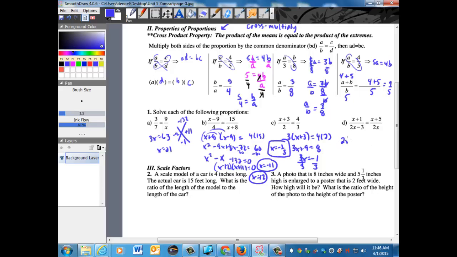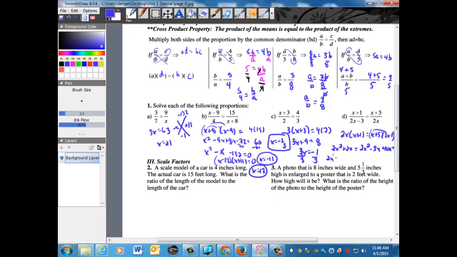All right, then over here we get 2x times x plus 1 equals x plus 5 multiplied by 2x minus 3. And that gives me 2x squared plus 2x. And FOIL again, 2x squared minus 3x plus 10x minus 15. So that gives me 2x squared plus 2x equals 2x squared plus 7x minus 15. What's nice about this problem is these 2x squareds cross out. Minus 7x on each side.